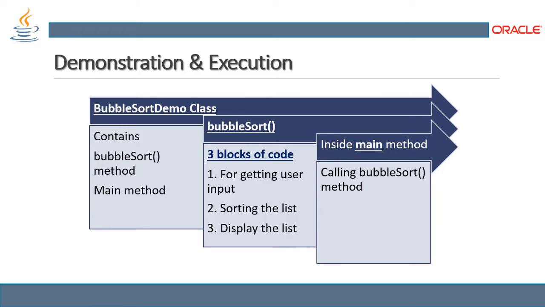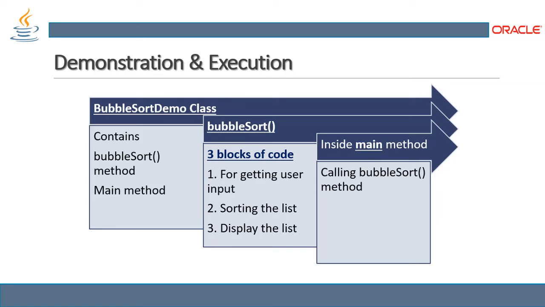Now let's take a look at the demonstration and the execution. We are going to have a bubble sort class that contains the bubble sort method and a main method. The bubble sort method will have 3 blocks of code. The first block of code will get the user input. The second block of code is going to sort the list, and the third block of code will display the list. And inside the main method we are going to call the bubble sort method. So this is all about the concept and the fundamentals of the bubble sort algorithm.